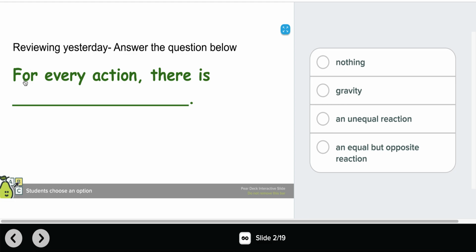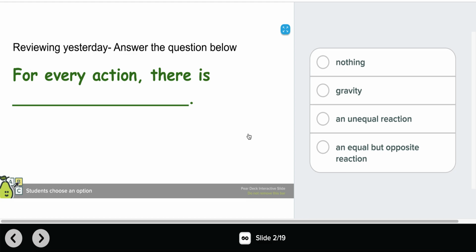So, let's see if you can remember what we learned in the previous lesson and complete this sentence. For every action, there is blank. What fits the best? Nothing, gravity, an unequal reaction, or an equal but opposite reaction. And I know you can't pick an answer, so just hold your finger on the screen and select your choice, or just think of it in your head. That's fine too. All right, you have an answer?